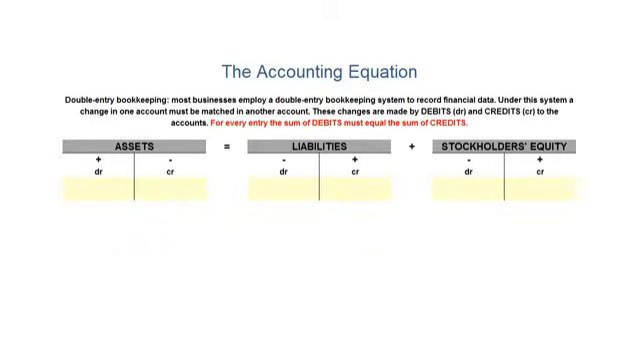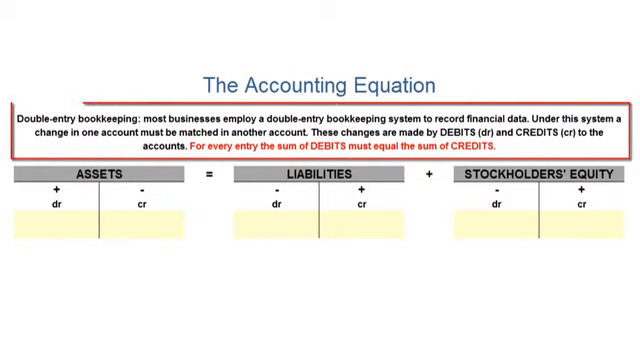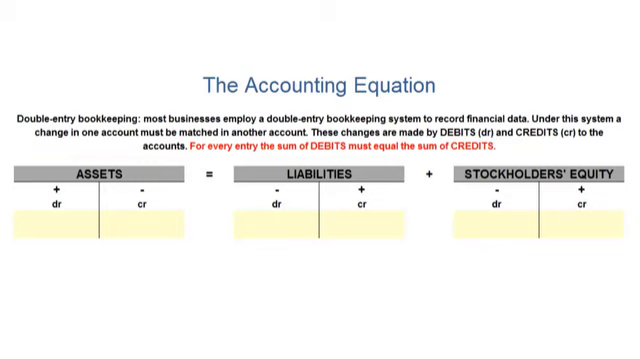So let's go back to the equation. Most companies maintain the accounting equation using a double-entry bookkeeping system to record financial data. Under this system, a change in one account must be matched in another account. These changes are made by debits and credits. And for every entry, the sum of debits must equal the sum of credits. It's important to note that here debit and credit are not defined by their everyday usage. Here debit means left, and credit means right.